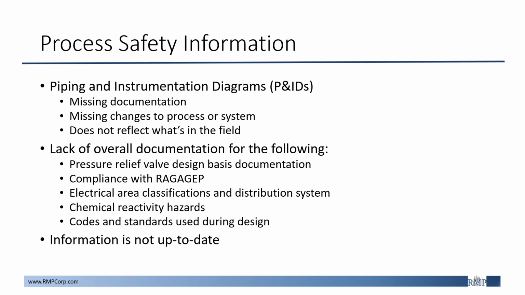Additionally, there may be a lack of documentation found within the following information, like the pressure relief valve design basis, documents associated with the compliance of RAGAGEP, electrical area classification, any type of chemical reactivity hazards that are found in operating procedures, and finally, codes and standards that are used during the design phase. These are all important as they need to be documented and up to date to properly be able to analyze the hazards associated with the process.